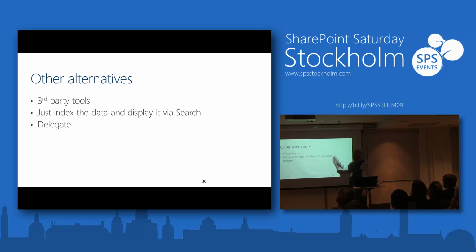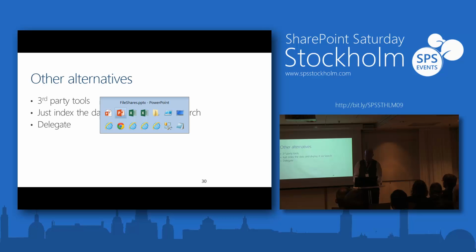Okay, last slide is this. Other alternatives. Go out and talk to the partners out there. A lot of them have solutions for this that are probably better than my homemade scripts, but you're welcome to use my scripts, of course. The best solution that you probably should be using is don't do this at all. Just let the information be. Just import the data from the last year. Index it and display it via search instead. Go to the search presentations and look at how to build a result source and show it in search instead.